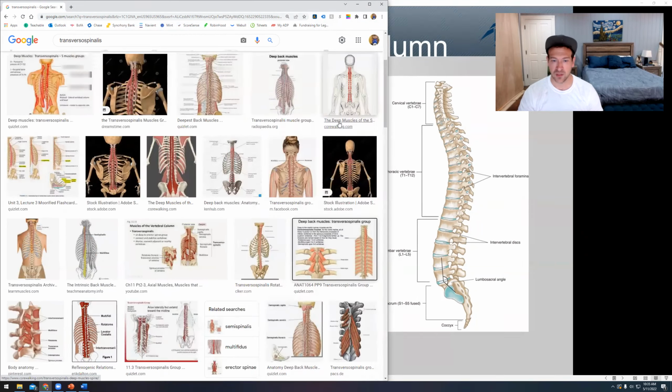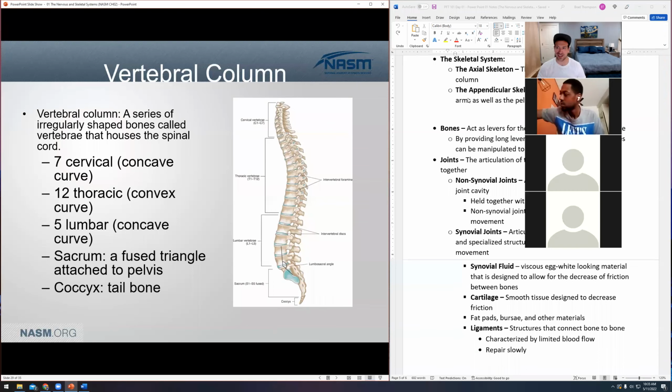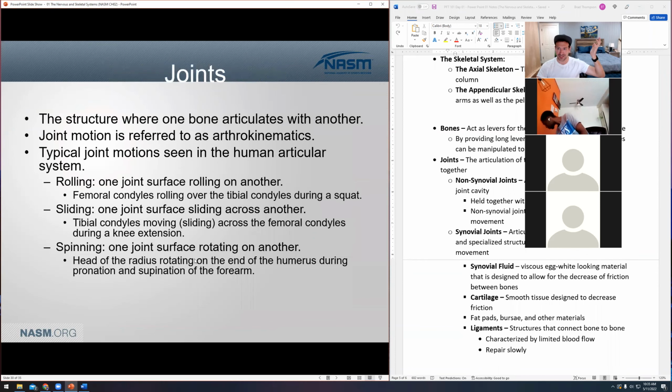Whenever I'm talking about processes and depressions, I'm always thinking of a rock climbing wall. Sometimes you get your hand in the little hole, and that's like a depression. And then sometimes you're just grabbing the outside portion, and that's like a process. And your muscles do the same thing.